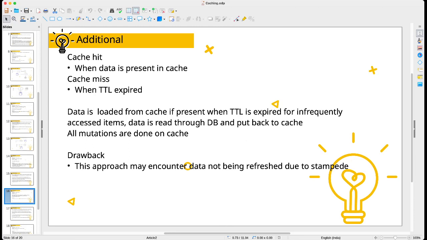What is the drawback? I'm thinking that could be a cache stampede. Okay.